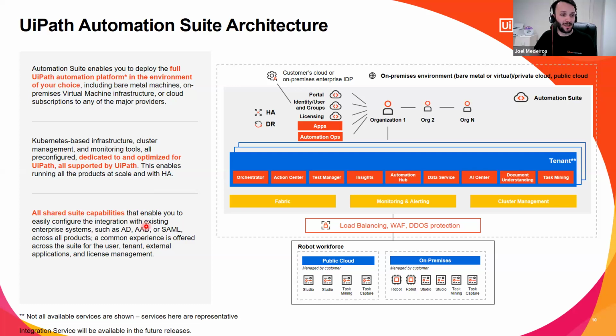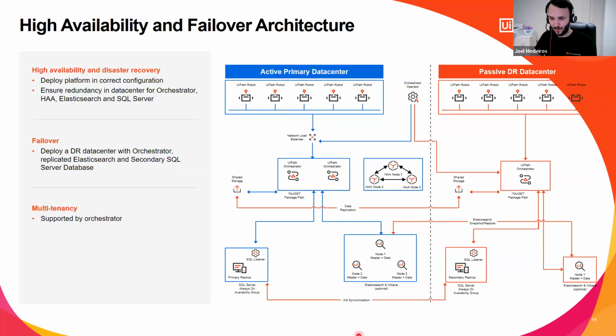All shared suite capabilities enable you to easily configure integration with existing enterprise systems, such as AD, Azure Directory, AAD, SAML, across all the products, right? So the automation suite is pretty much the cloud version on premises, right? You have almost all the features that the cloud provides you with, but on premises. So it's a really interesting solution that UiPath created. I would say much easier to deploy and to manage than the on-premises installation. Let's move forward.